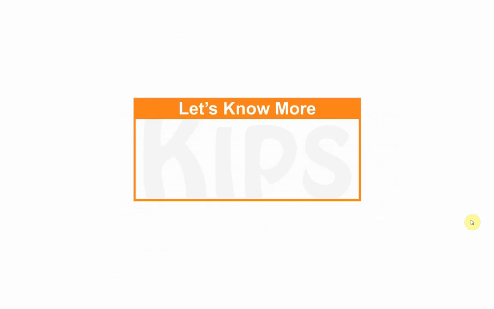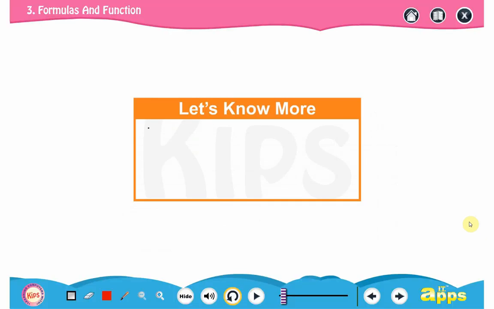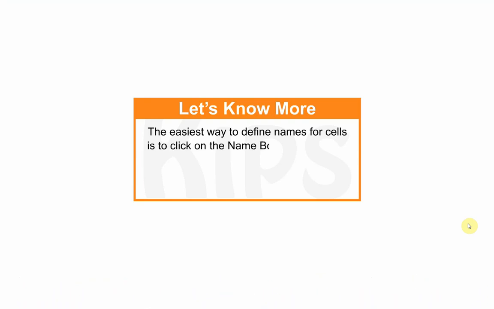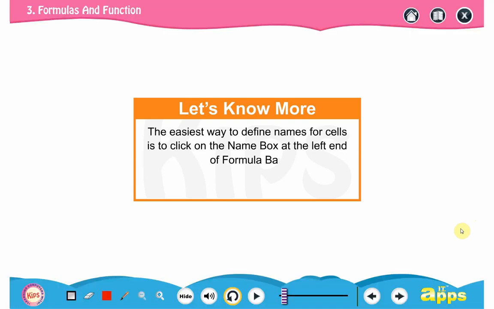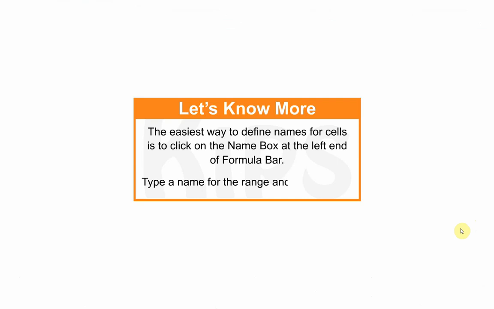Okay students, an interesting fact. The easiest way to define names for cells is to click on the name box at the left end of the formula bar. Type a name for the range and press enter.